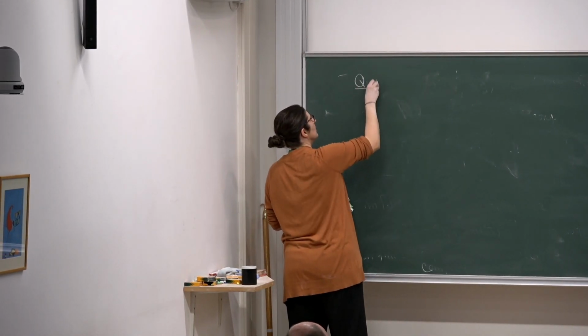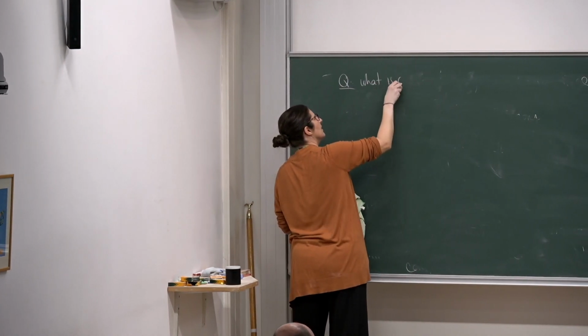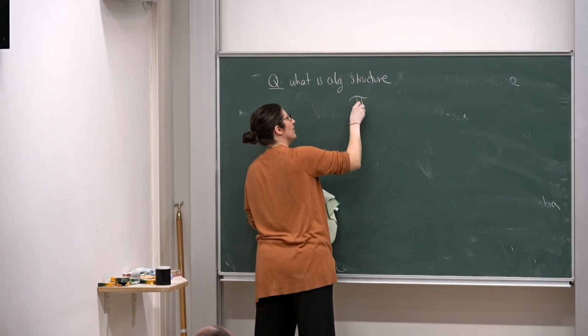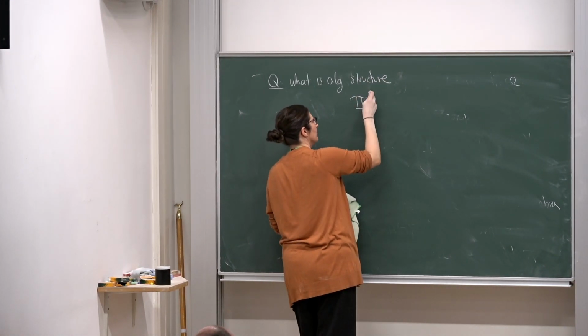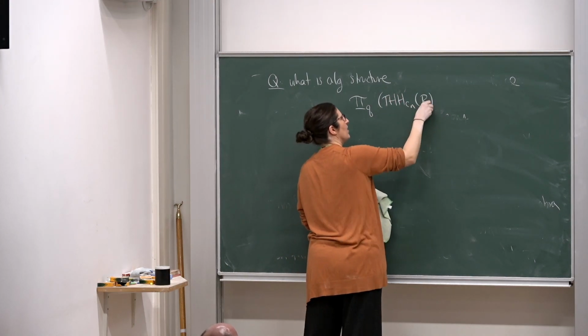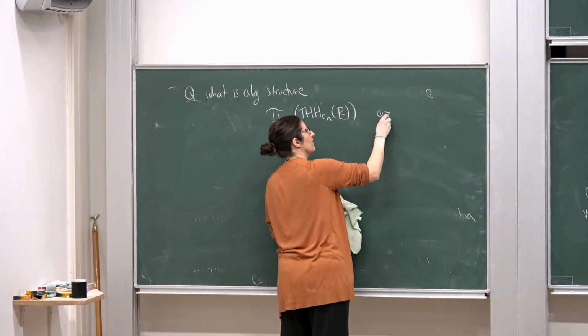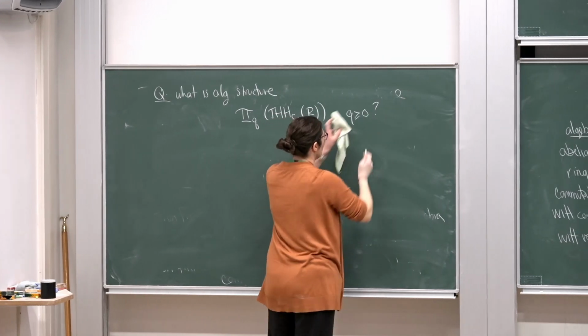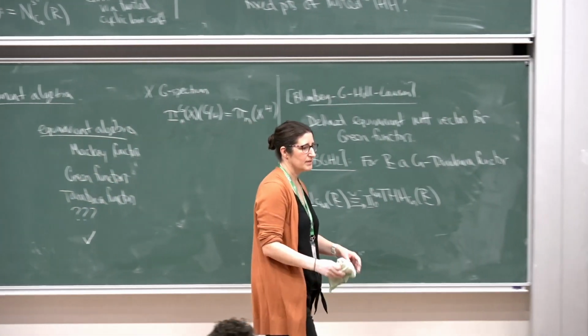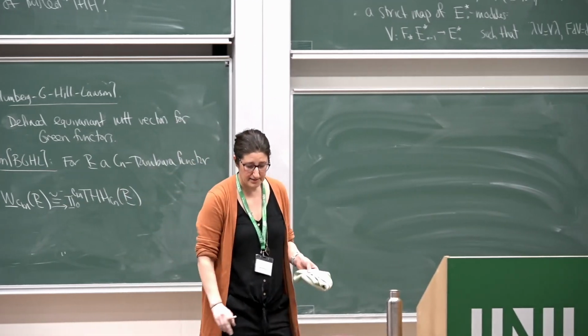So the question is, what is the algebraic structure of this thing, pi_q of GH of R, for all q greater than or equal to 0? I'm being a little vague about what group I'm taking equivariant homotopy with respect to, but this is the question that we want to ask.